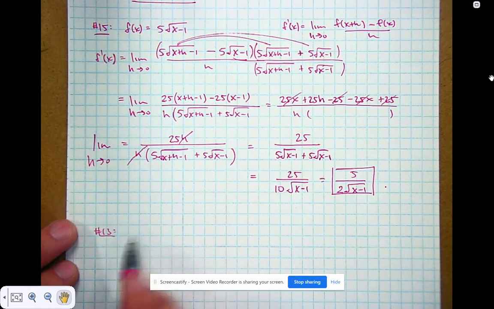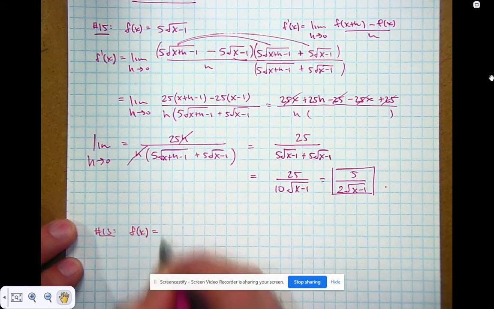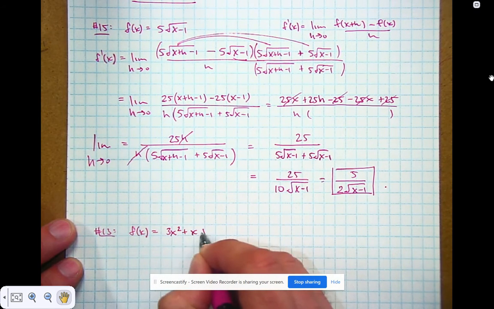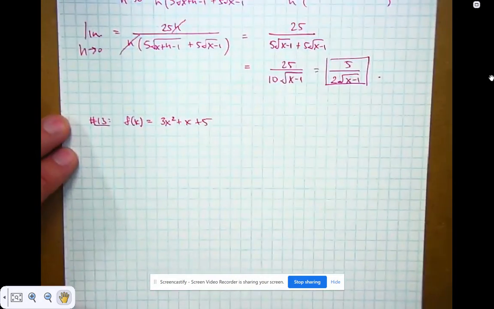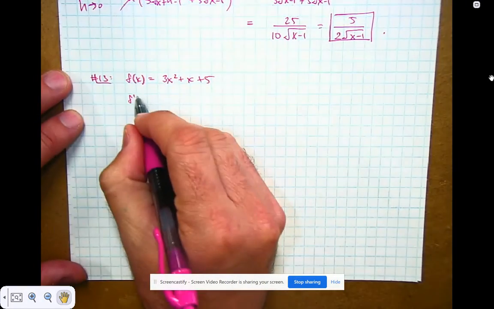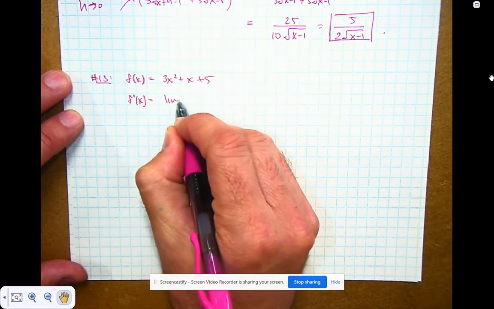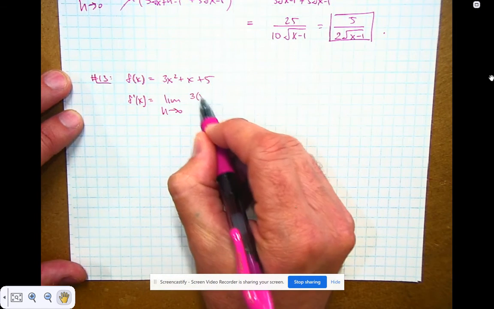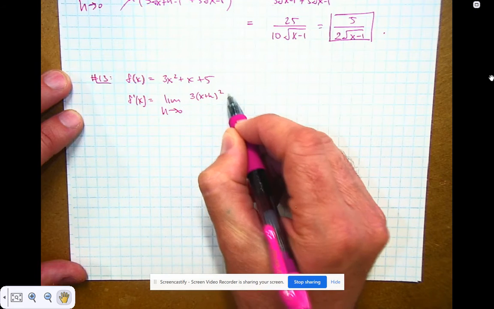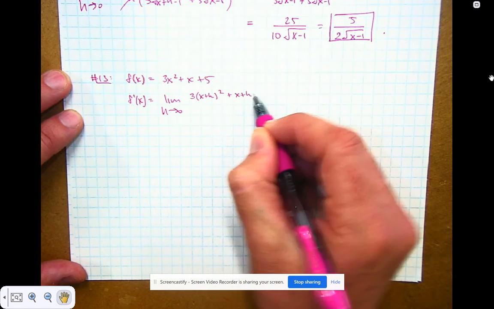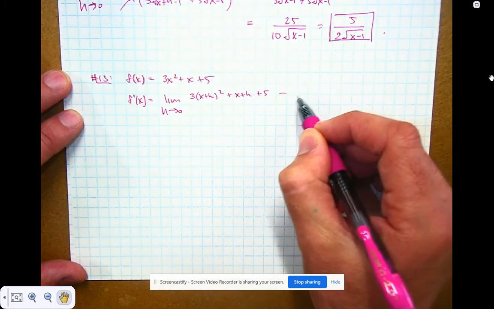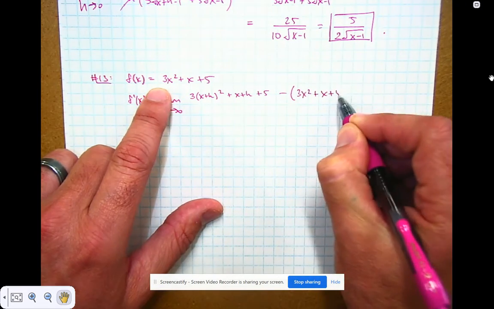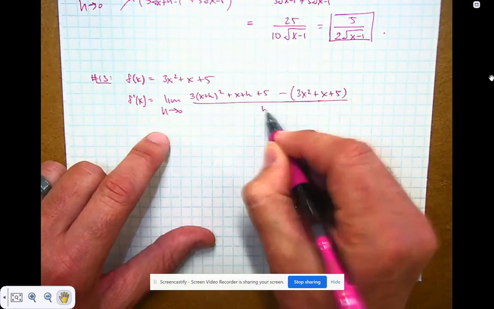So number 13 is 3x squared plus x plus 5. Okay, and we're going to use the same definition up above. The derivative is the limit as h goes to 0 of f of x plus h, which is 3 times x plus h squared, plus another x plus h, plus 5, and then subtract, right, the original function, which is 3x squared plus x plus 5, all over h.